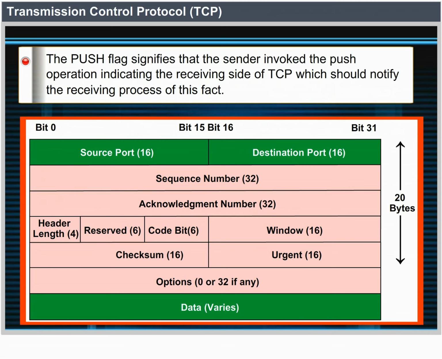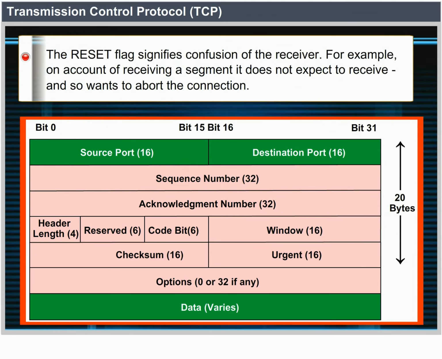The reset flag signifies that the receiver has become confused, for example, because it received a segment it did not expect to receive, and so wants to abort the connection.